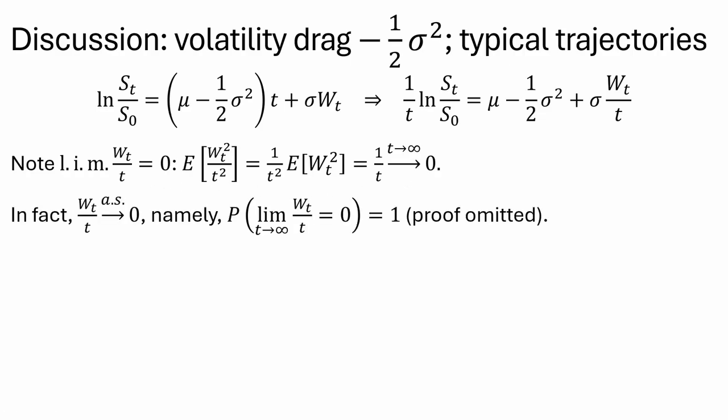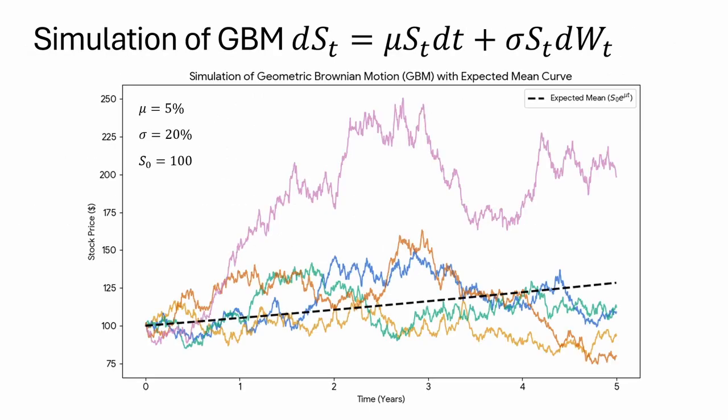As t tends to infinity, the second moment of W_t over t tends to 0. In fact, we also have almost sure convergence. Namely, the event that W_t over t tends to 0 as t tends to infinity has a probability of 1, and the proof is omitted as it requires measure theoretic probability. Therefore, 1 over t times the natural log of S_t over S_0 converges to the constant mu minus 1/2 sigma squared almost surely.